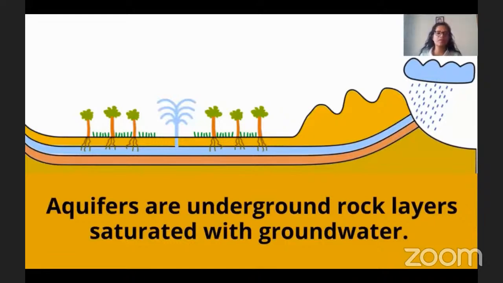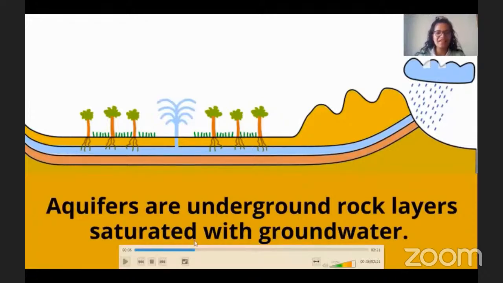Okay, so just to make it more simple, aquifers are large layers of rock or soil that can take in and hold water, but they're saturated with water. That means they cannot hold water beyond a particular capacity. Clear, everybody? So you know what aquifers are now.